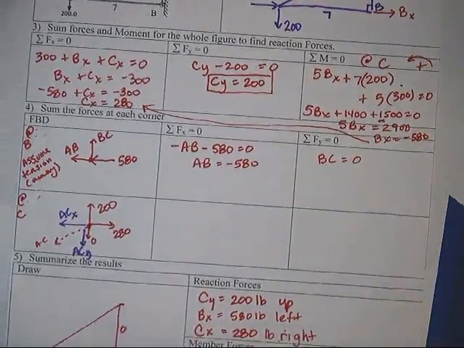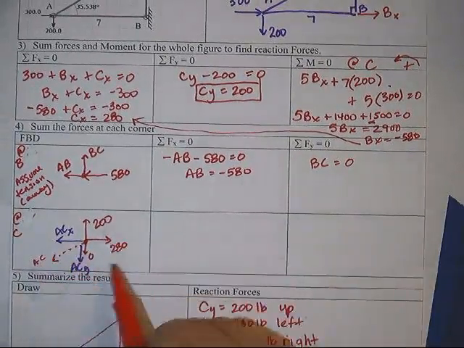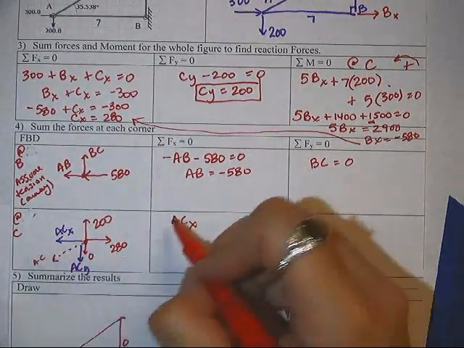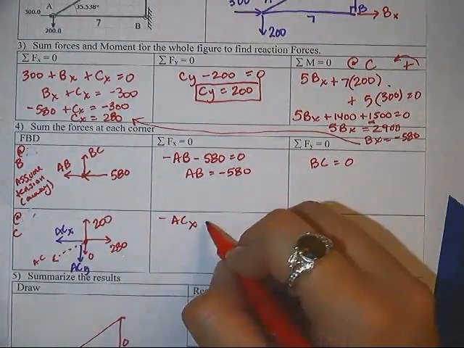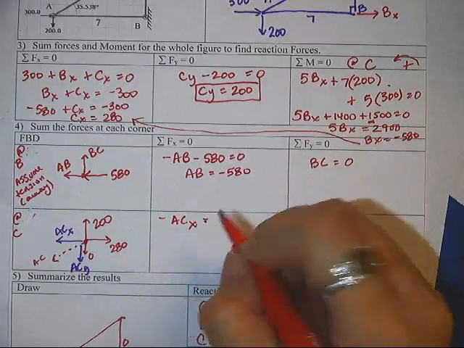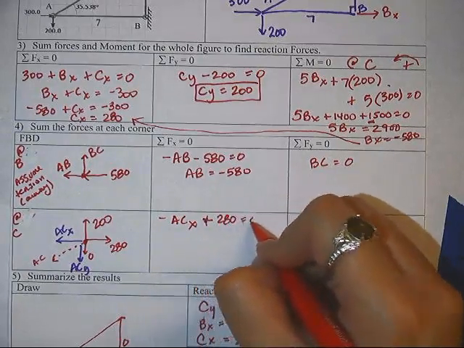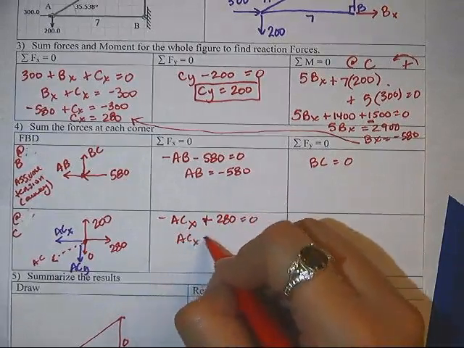So I'm ready to do my sum of the forces. In the x direction, I have ACX going in the negative direction. And in the positive direction, I have 280. So negative ACX plus 280 equals 0. So ACX equals 280.